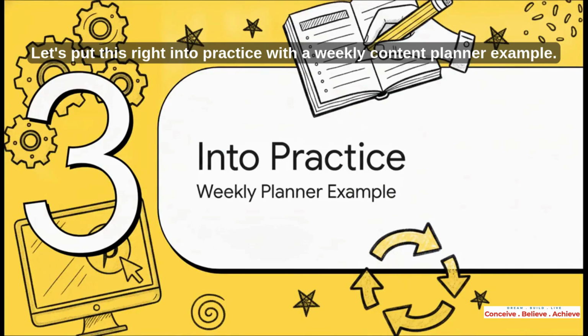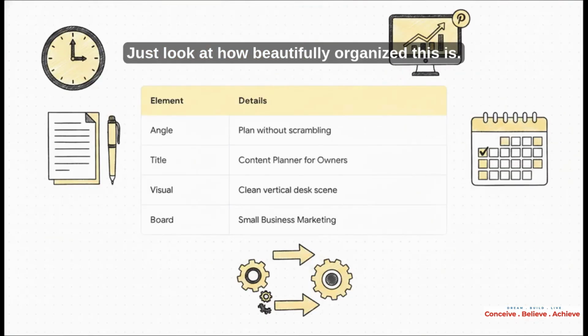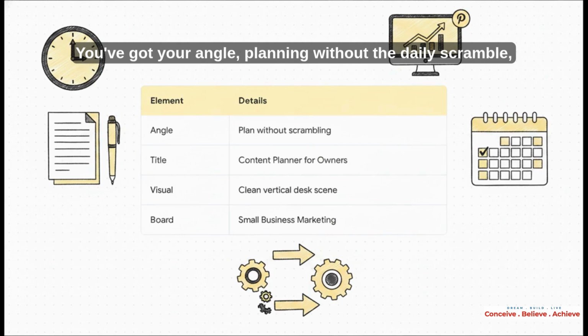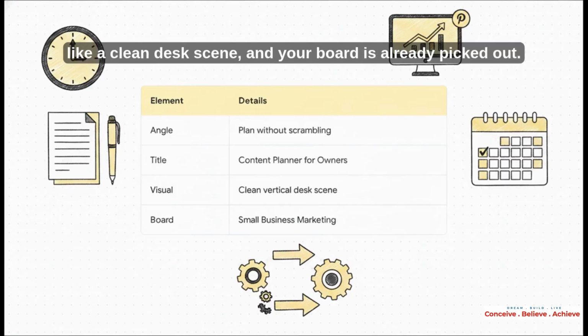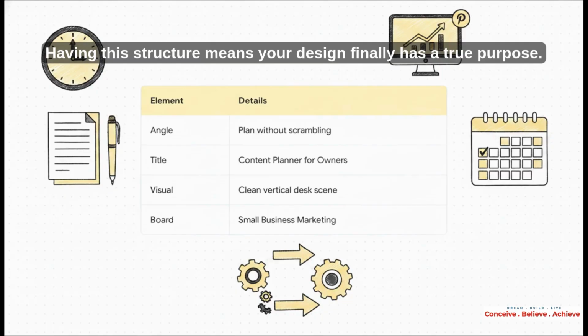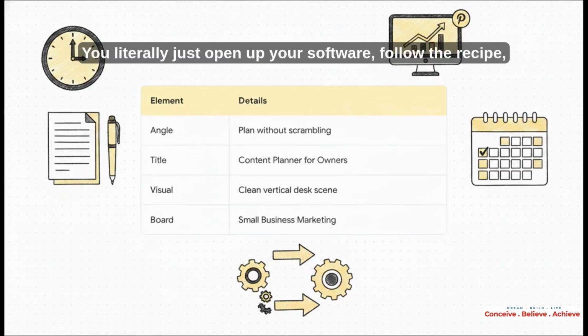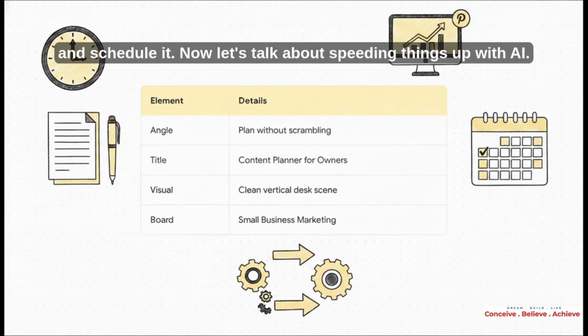Let's put this right into practice with a weekly content planner example. Just look at how beautifully organized this is. If you're promoting a weekly planner, having this exact setup changes the whole game. You've got your angle, planning without the daily scramble, a targeted title, a description that actually explains the value. You have a highly specific visual direction, like a clean desk scene, and your board is already picked out. Having this structure means your design finally has a true purpose. You literally just open up your software, follow the recipe, and schedule it.